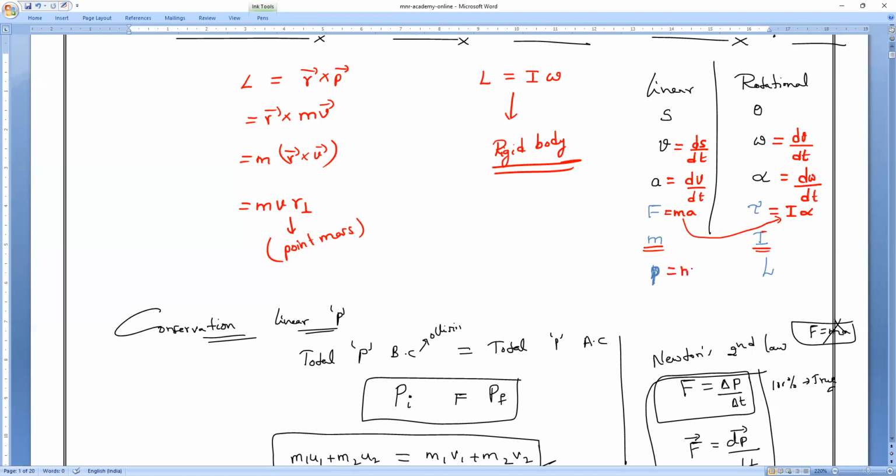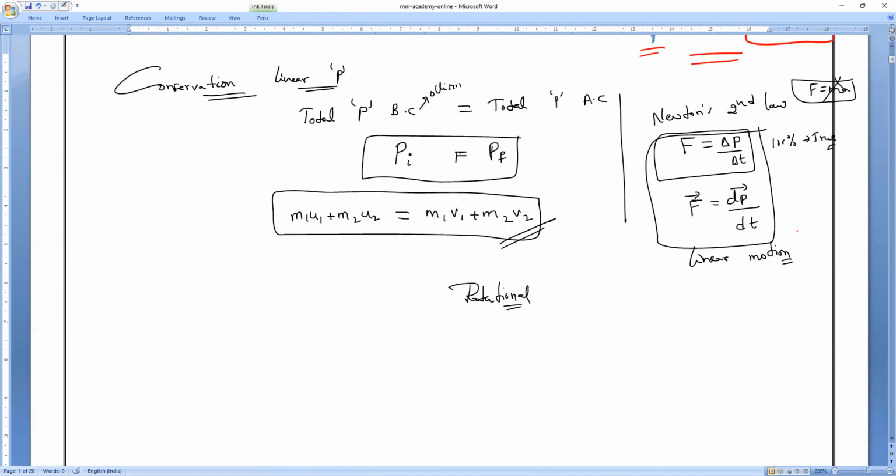Linear momentum is equal to mass into velocity. Angular momentum means what, everybody? I into angular velocity. Are you understanding, everybody? That is the relation we already studied between linear and rotational motion.